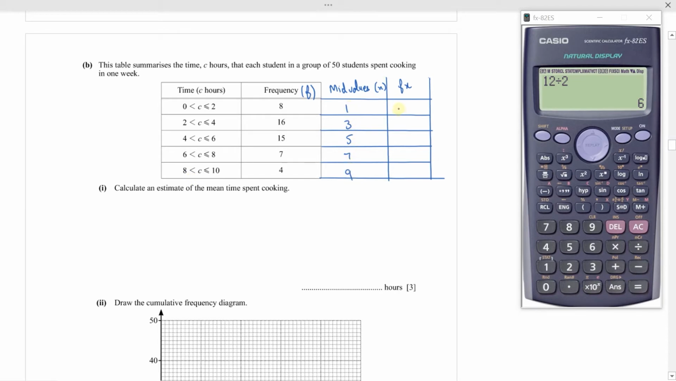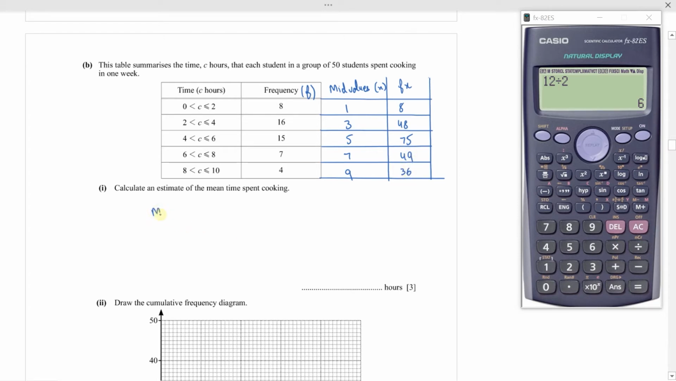And then you calculate the products. You multiply the frequency with the mid value that you just calculated. So 8 times 1 is 8. 16 times 3 is 48. 15 multiplied by 5 is 75. 7 times 7 is 49. And 4 times 9 is 36.